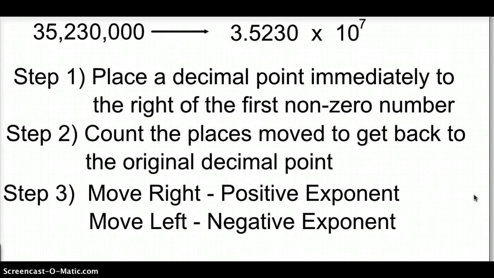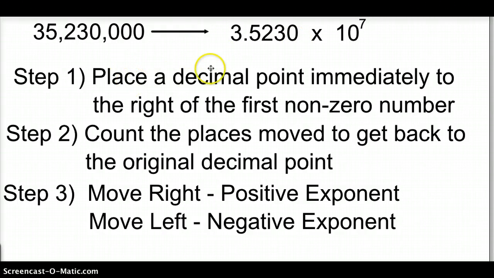So rules for scientific notation. And this is going from a standard form number into scientific notation. This is actually the scientific notation version of this number here on the left. So 35,230,000 can be written as 3.5230 times 10 to the 7th. You would not have to write this 0 here. It's optional. It would mean the same thing with or without it.